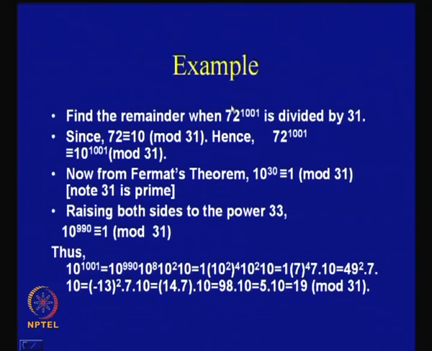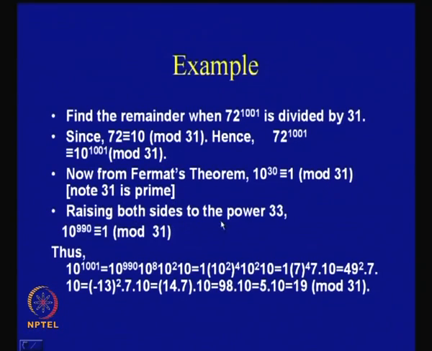This can be applied to find very interesting results. Suppose 72 to the power of 1001 is divided by 31, and we need to find the remainder. We know that 72 is congruent to 10 modulo 31, hence 72 to the power of 1001 will be congruent to 10 to the power of 1001 modulo 31. Now if I apply Fermat's theorem, since 31 is a prime number, 10 to the power of 30 should be congruent to 1 modulo 31.